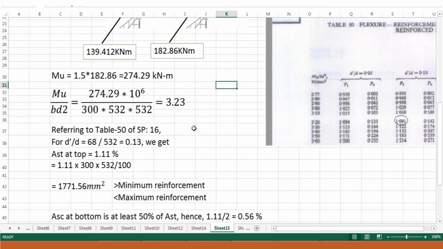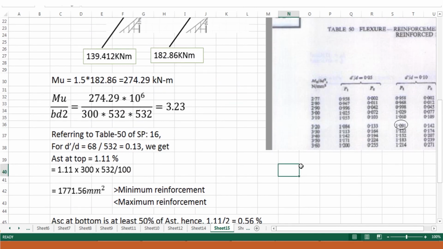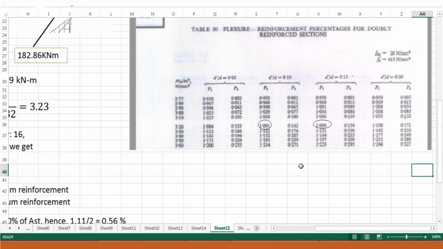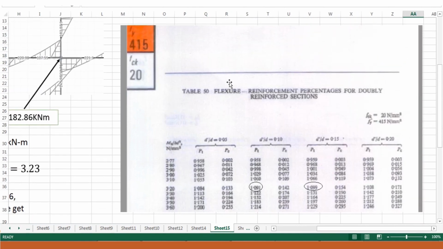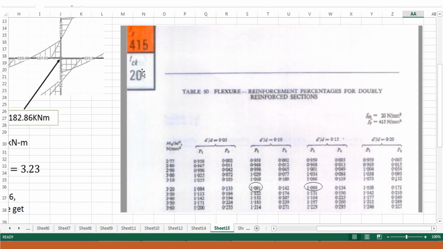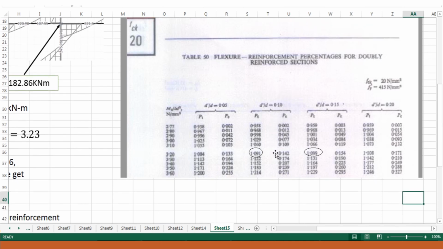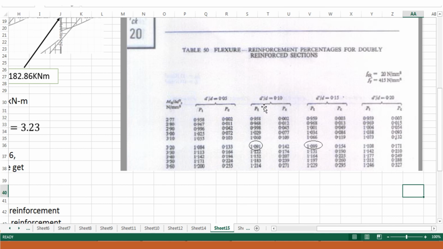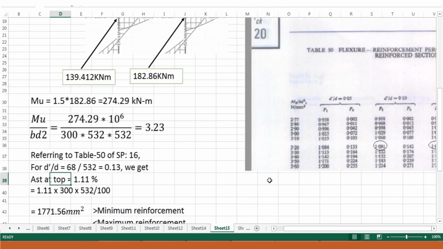Now we refer to Table 50 of SP16. This is Table 50 of SP16 for Fy 415 and fck 20. What's given to us is that there are 4 values for d dash by d between 0.1 and 0.15. Here d dash by d is 68 divided by 532, it's 0.13.